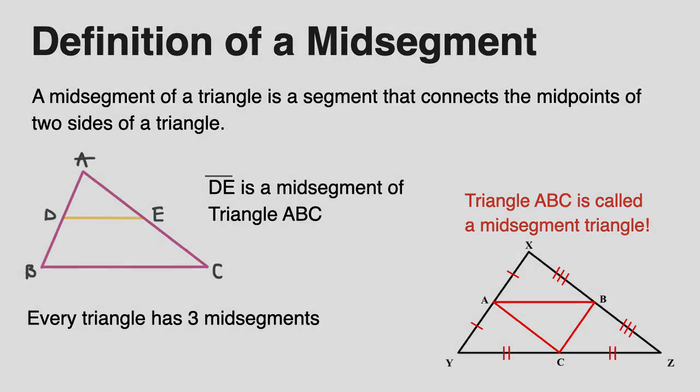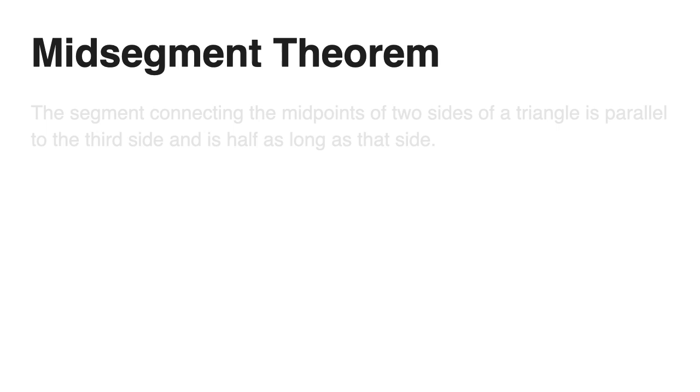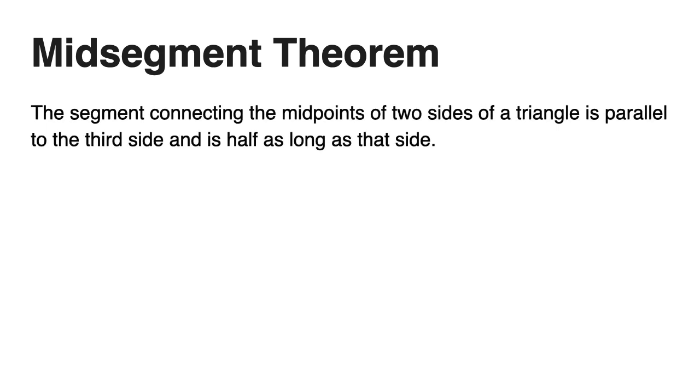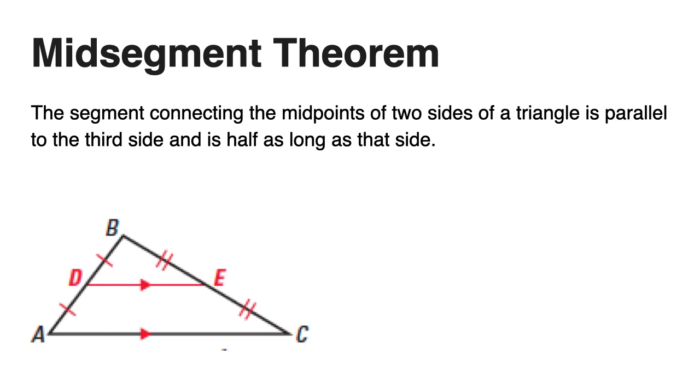Now the Midsegment Theorem. The segment connecting the midpoints of two sides of a triangle is parallel to the third side and half as long as that side. Here's an example. We have points D and E, which are both midpoints according to the markings. Therefore, side DE is classified as a midsegment. It is parallel to side AC, and it's also half as long as AC.